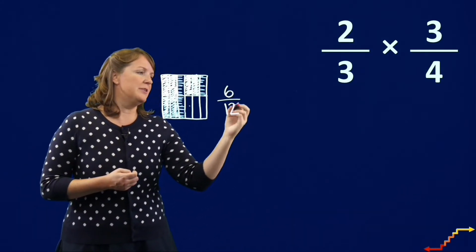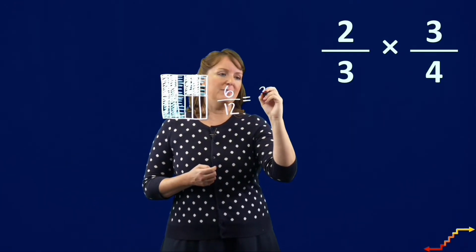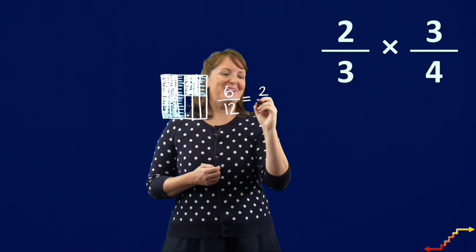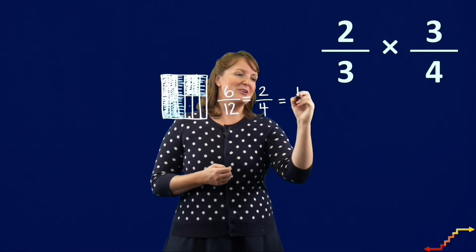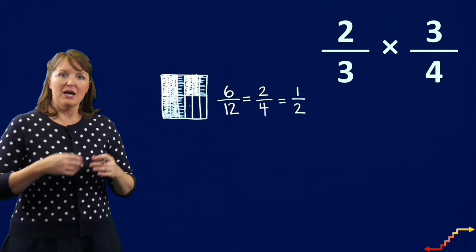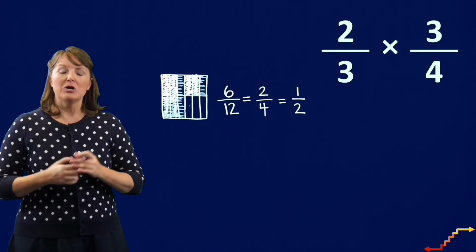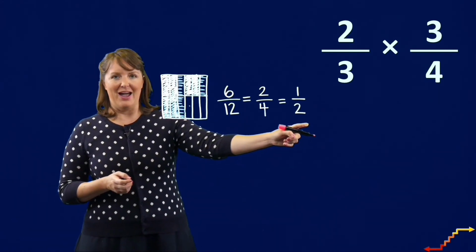So that's 6/12, and that is equivalent to what did we do when we had our length model out? That wasn't our length model, that was our area model. We found 2 of those 1/4 pieces, and that's also equivalent to 1/2. So when I have 2/3 and I multiply that by 3/4, 2/3 of 3/4 is 1/2.